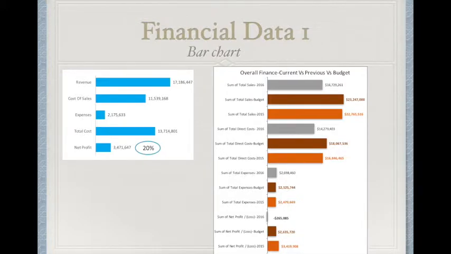In the financial data, most of the time you need the proper chart to represent the overall finance. Most of the time, we use a bar chart. If it's a simple one-year or year-to-date data, you can see on the left side chart the revenue, the cost of sales, the expenses, the total costs, the net profit. It is simple and clear, there is no background, you can clearly see the number. On the right side, you can see a comparison of current year versus last year versus budget in one chart.